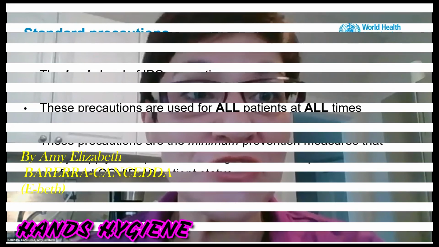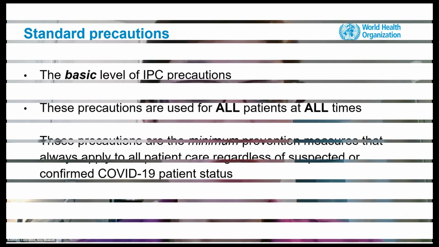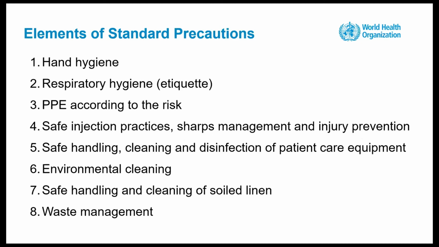Precautions. I won't spend a lot of time here, but standard precautions are the basics of IPC precautions. These are the precautions that we use for all patients at all times, irrespective of their disease status, irrespective if they're a suspected or a confirmed COVID patient. These are the minimum prevention measures that we are going to apply to all patients, regardless of why they are presenting to our healthcare facility. There are 8 of them. These are the 8 standard precautions.